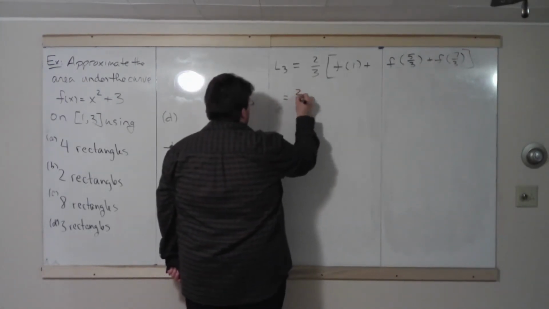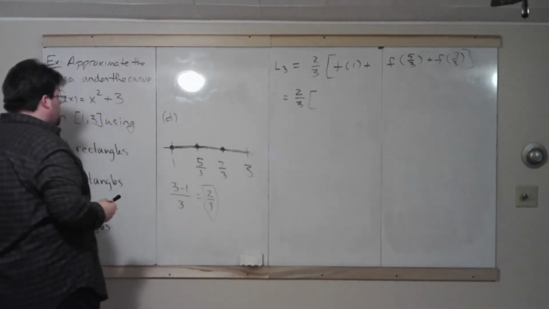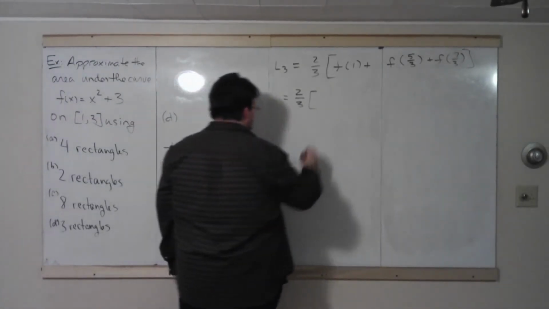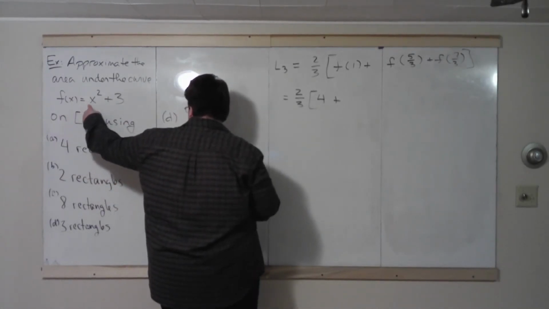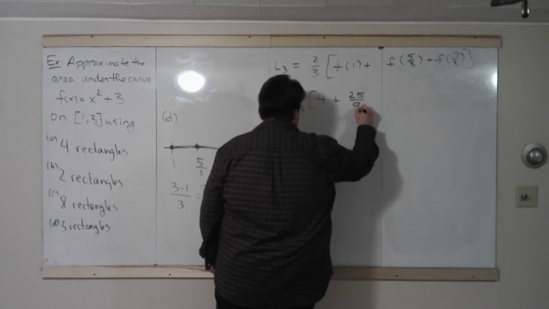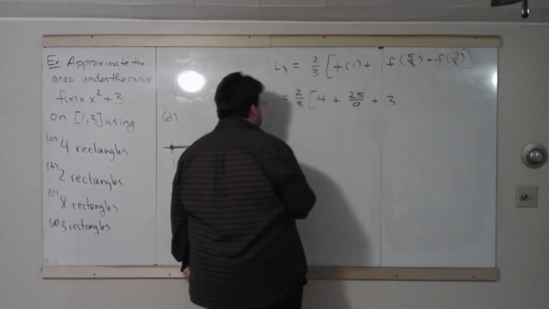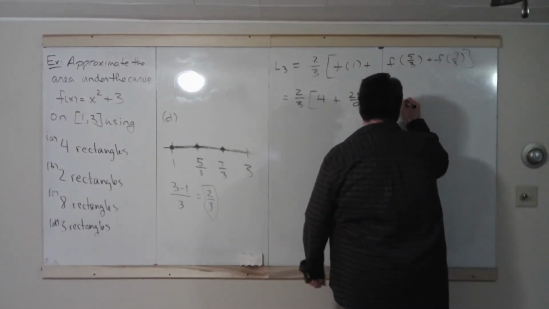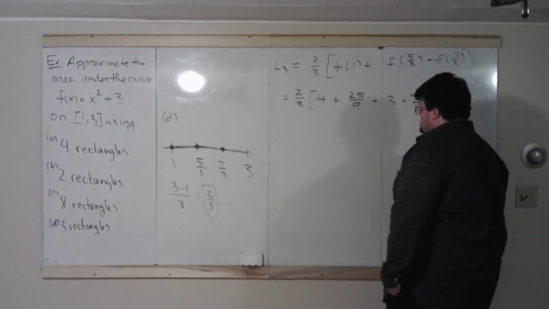Well, this one's a little bit inconvenient of a computation. But that's okay. f at 1 is 4. Well, that wasn't inconvenient. What's f at 5/3? f at 5/3 is 25/9 plus 3. I'm just going to write it like that. f at 7/3 is 49/9 plus 3.